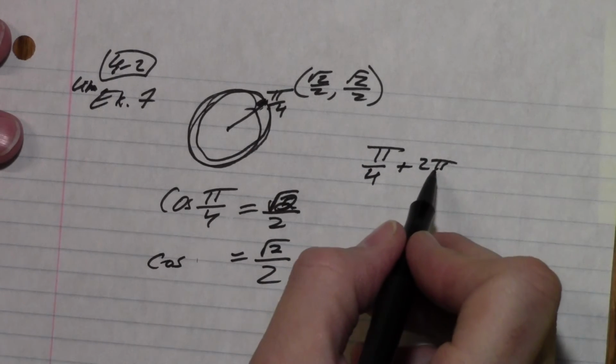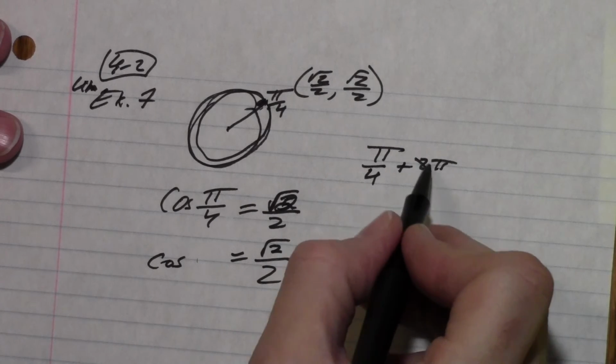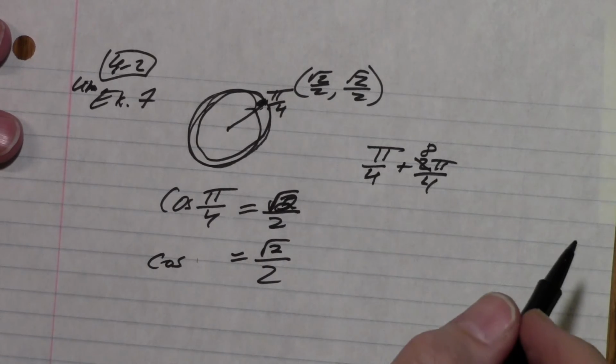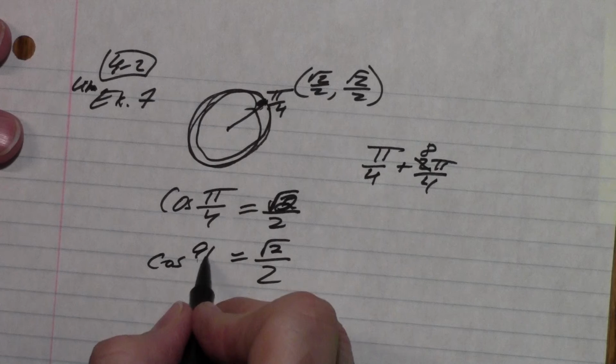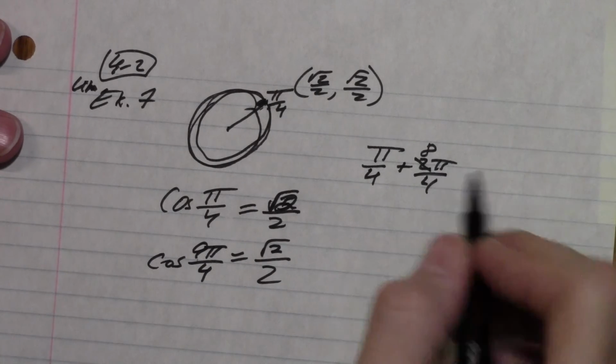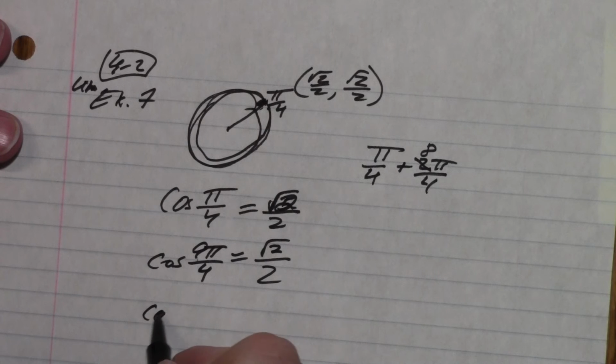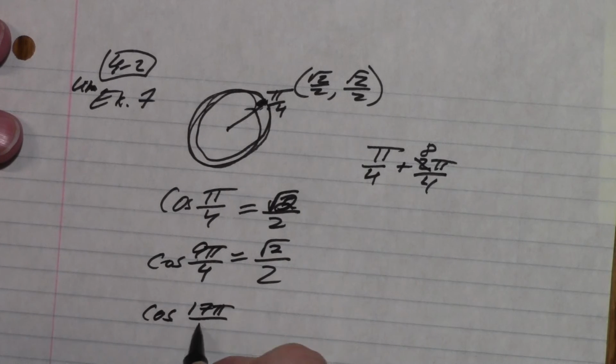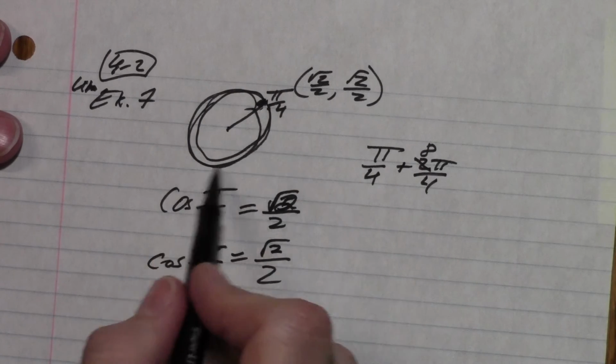But we can't write it as 2 pi over 4. We're going to have to write it over 4. So that means it has to be 8 pi over 4. So that's 9 pi over 4. So since 2 pi is the same as 8 pi over 4, we can do this all day. We can add another 8 pi over 4 to it. We're going to get 17 pi over 4, and that's also equal to square root of 2 over 2. And another 8 pi over 4 would give me 25 pi over 4, and so on, and so on, and so on.